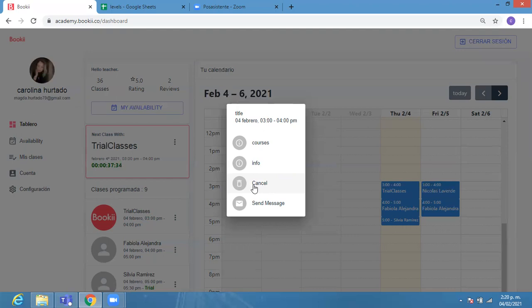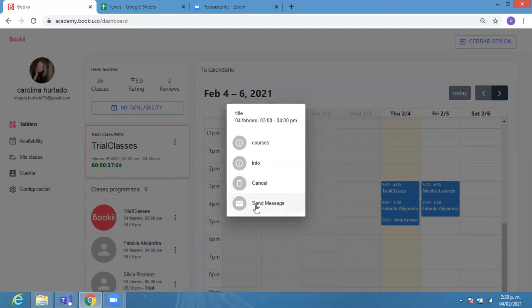If they forget to cancel, we will mark them as absent. We wait for our students 15 minutes, no more than that. Remember, cancellation policy: 10 hours before the class is going to be carried out. Book a class 6 to 8 hours before.